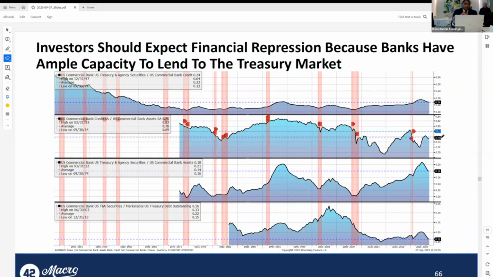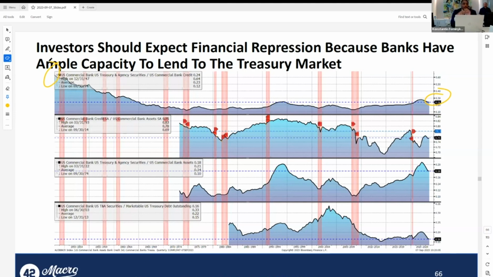So in this chart here, in this top panel, I'm showing commercial banks' treasury and agency securities as a percent of their total bank credit. That's about 24% of the total. Going back to the late 1940s, during the last fourth turning, that number was 64% in terms of their treasuries and agency securities relative to their total bank credit.